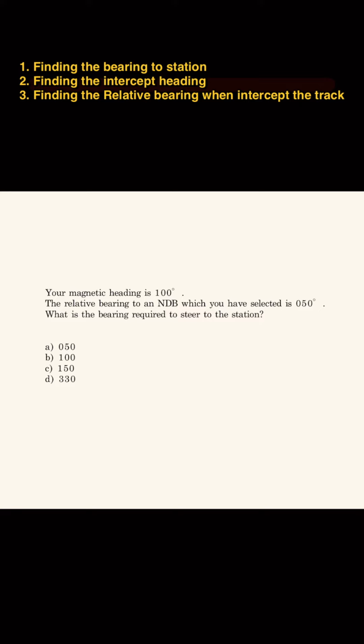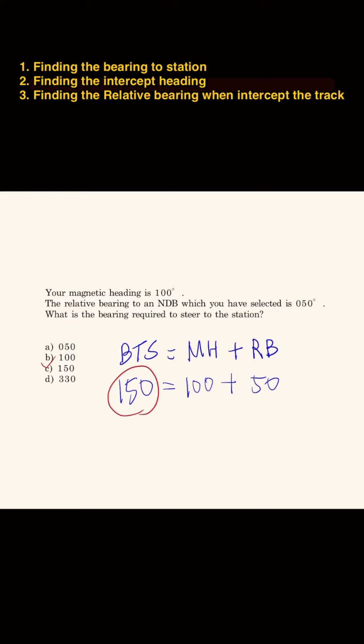To find the answer for this, we just need to know this rule. Bearing to station is magnetic heading plus relative bearing. My magnetic heading 100 plus my relative bearing, which is 50, equals 150. So the answer is 150, simple.